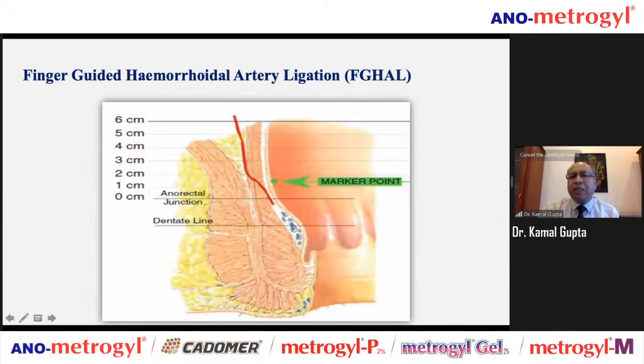Now, this is the exact point where we should go for the hemorrhoidal artery ligation. Now, this is 2 to 4 centimeters above the dentate line. So that is the apex of the pile mass. So that is the place where we should go for ligation.